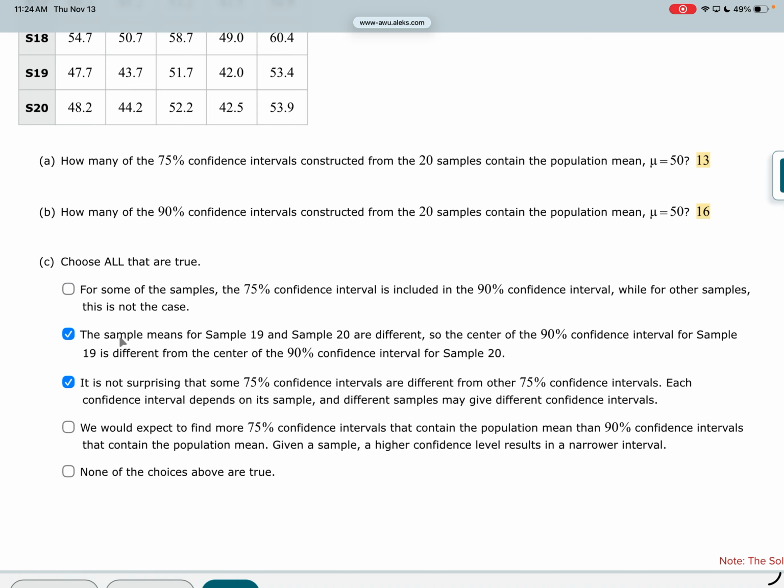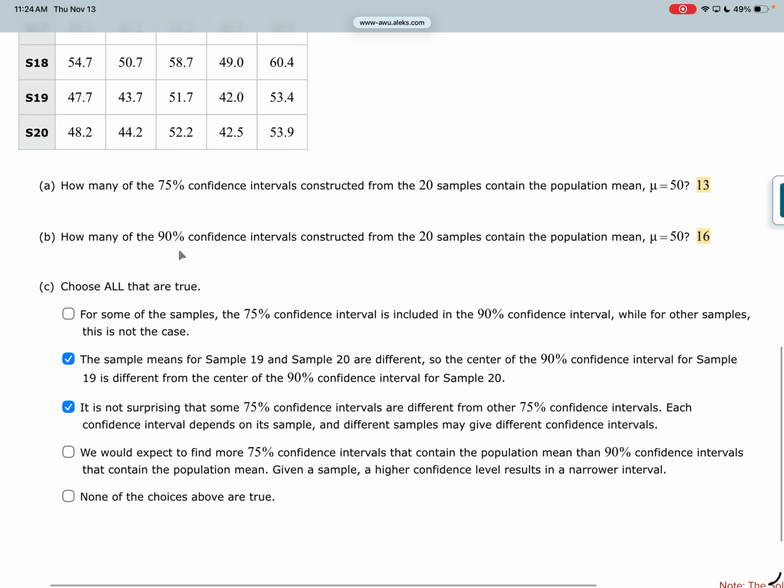of people. It is not surprising that some of the 75% confidence intervals are different from other 75% confidence intervals. Each confidence interval depends on its sample, and different samples may give different confidence intervals. Yes, we did 20 samples of 20 different people, so we should get 20 different numbers. It'd be a coincidence if we got the same thing.